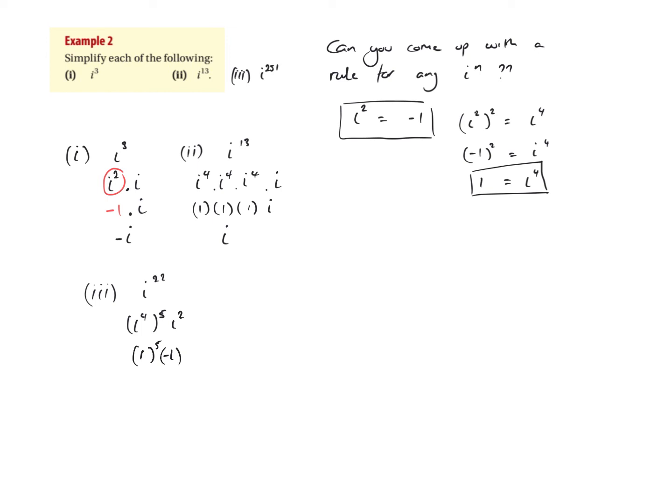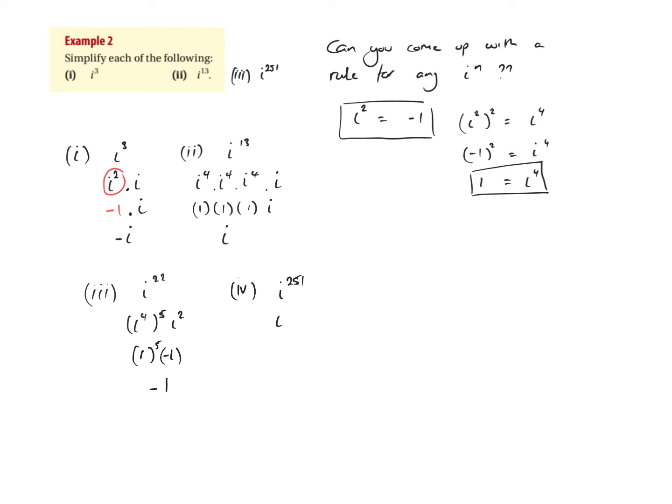So we have 1 times minus 1, which is minus 1. Okay. And that last one then, I know I put I there, but I'll put it as IV. Doesn't really make much difference. We now have I to the power of 251. So I'm going to divide 251 by 4, just to see how far we get down here.